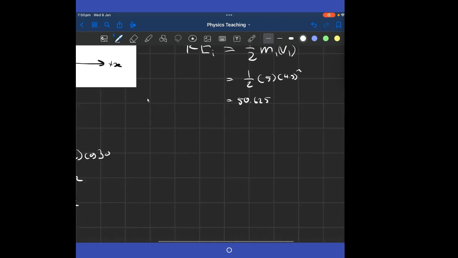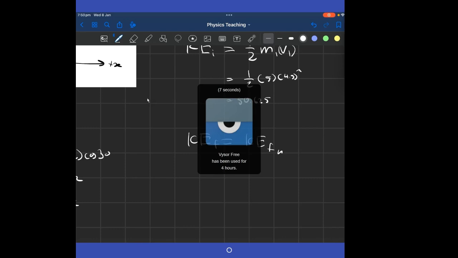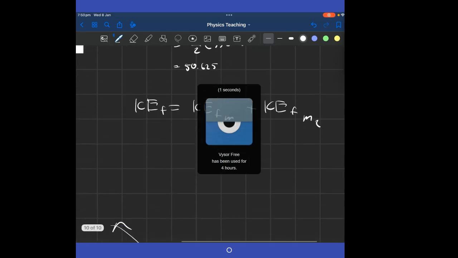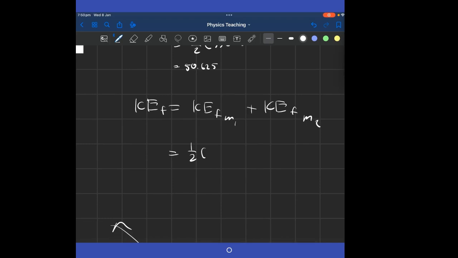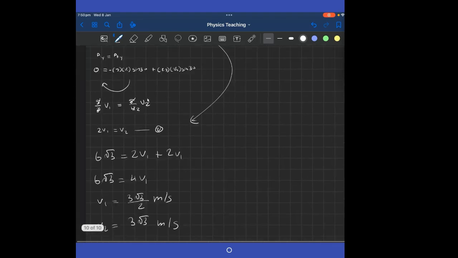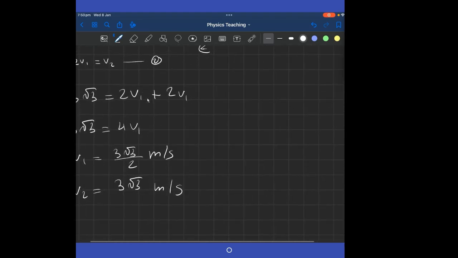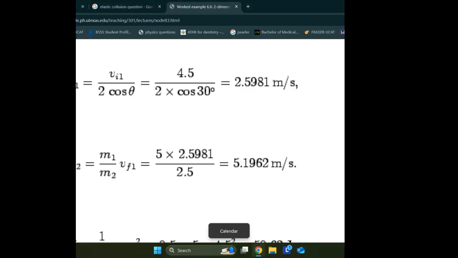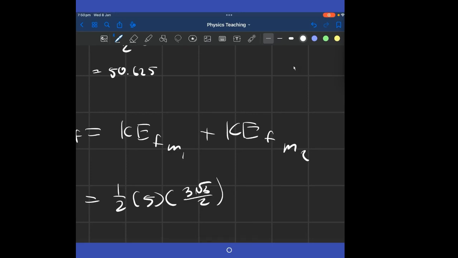So the kinetic energy final equals the kinetic energy final of m1 plus the kinetic energy final of m2. This is going to equal half 5 kilograms. The velocity of m1, as we solved here, is going to be 3 root 3 on 2. So 3 root 3 on 2. And by the way, this is going to equal the answer here, which is 2.5981. So it makes sense.